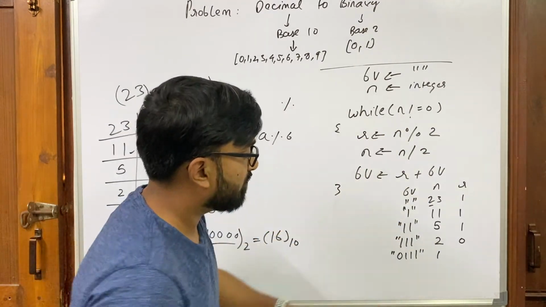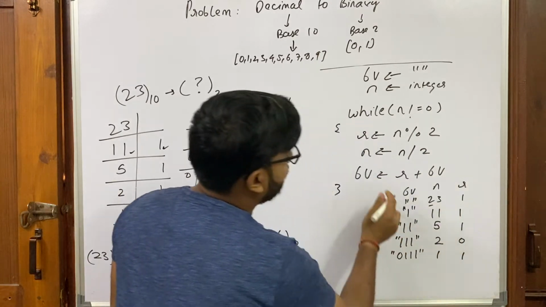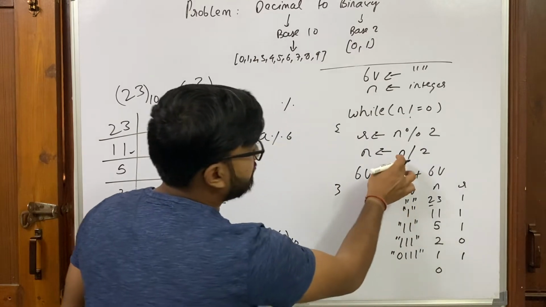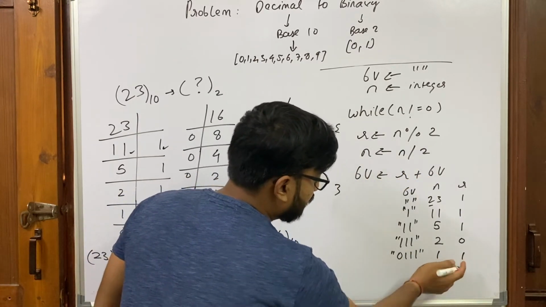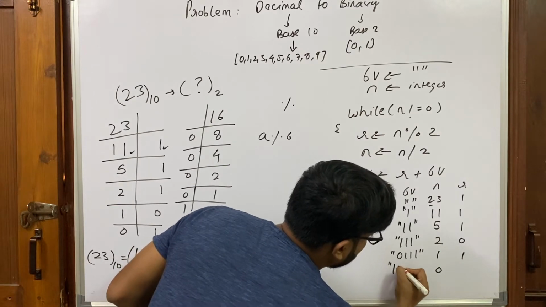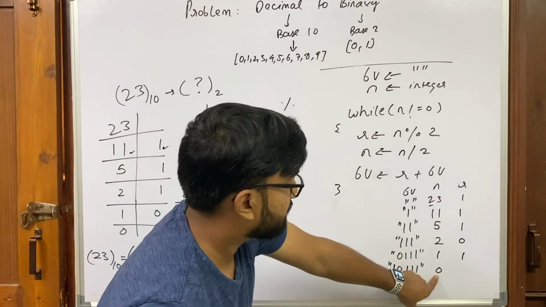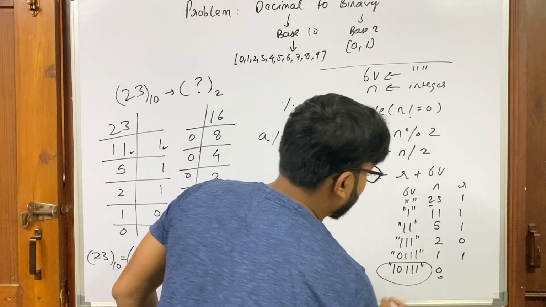n is not equal to 0, 1 is not equal to 0 is true. n%2 will give you 1. n is equal to n/2, 1/2 will give you 0 because this is integer division, right? Then BV is R plus BV. This comes to the left end, so it is 1, 0, 1, 1, 1. The while loop condition is checked: 0 is not equal to 0 is false. So this is your binary value.